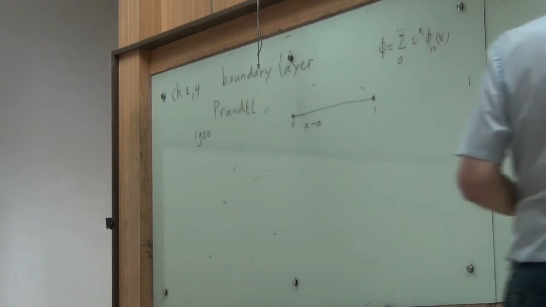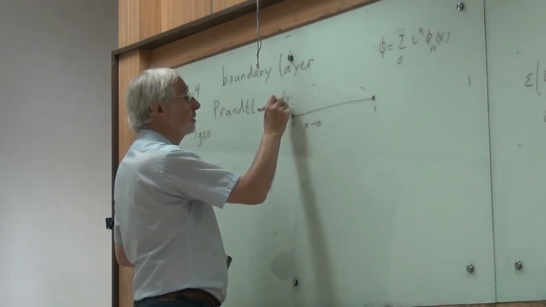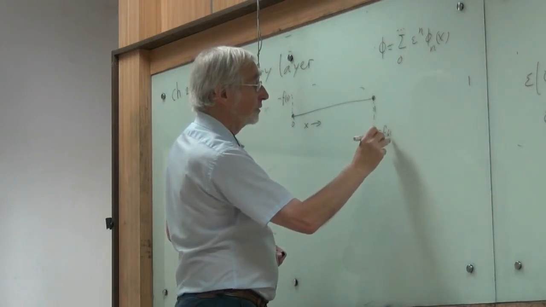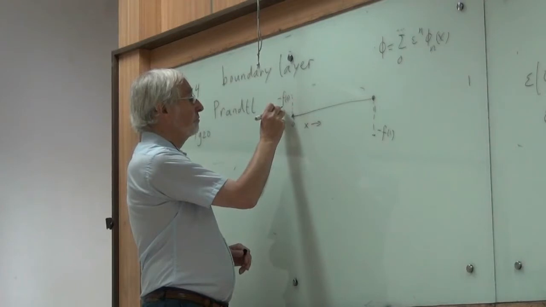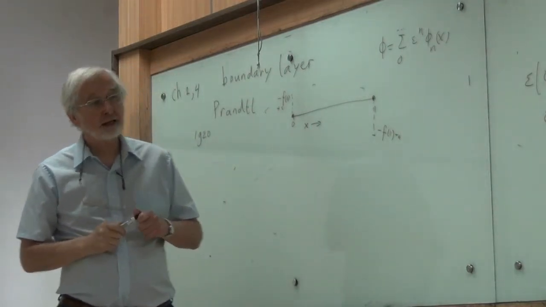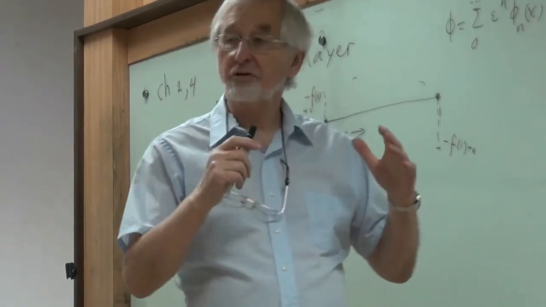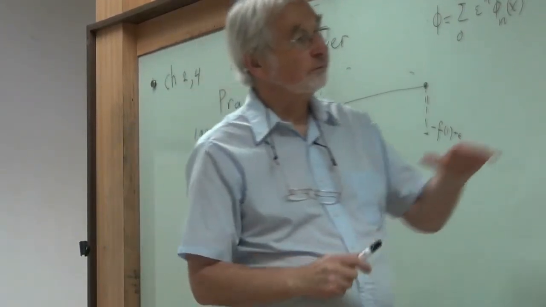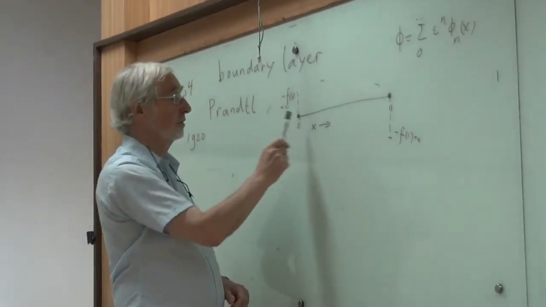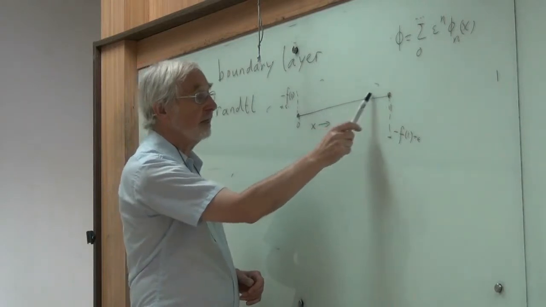So suppose this is the value minus f naught, and this is the value minus f1, and then you get plus epsilon terms that you can calculate, but this is the main value. What I will suppose, and that's really a new idea, you have to think about it, is that the formal asymptotic expansion here is valid outside these points, because it doesn't satisfy the initial conditions here, this and this one, but it is valid here.